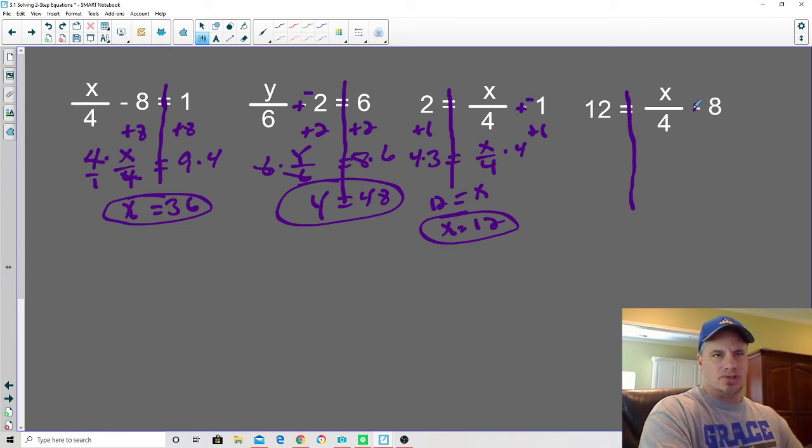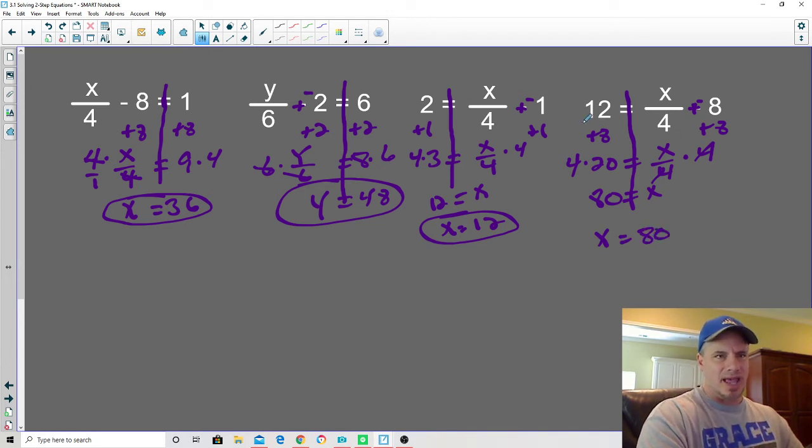Here, crooked, that's a little better. We're going to keep it, change it. That's a negative 8. That's a division by 4. I want to get rid of the negative 8 first. So I'm going to add 8. Add 8. 12 plus 8 is 20. I get x over 4 equals 20. That is division, so the opposite of that is multiplication by 4. I multiply this and get 80. Those cancel, you get x. I'm going to rewrite it, x equals 80.